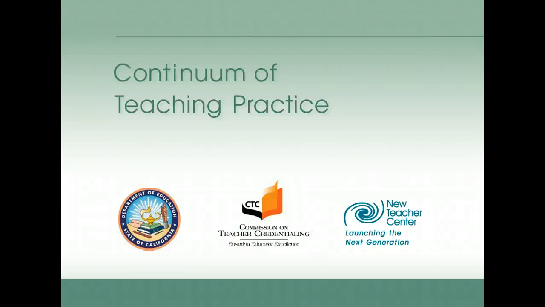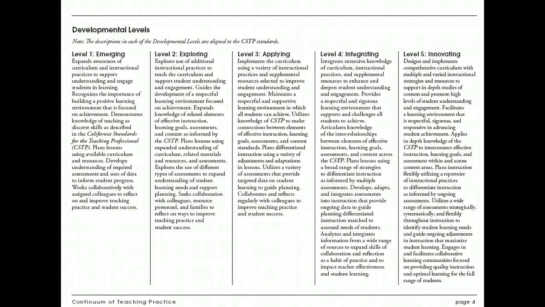One of the first things you're going to be doing with your support provider is taking a look at the continuum of teaching practice. The continuum of teaching practice is a description of each of the CSTPs, the California Standards for the Teaching Profession, and is organized by 5 levels of development, from emerging to innovating. The continuum of teaching practice was developed in such a way that it encourages reflective conversation between a support provider and their participating teacher. It can also be useful when determining short-term goals and assisting teachers in recognizing shifts in their developmental levels of teaching practice in response to teacher inquiry.